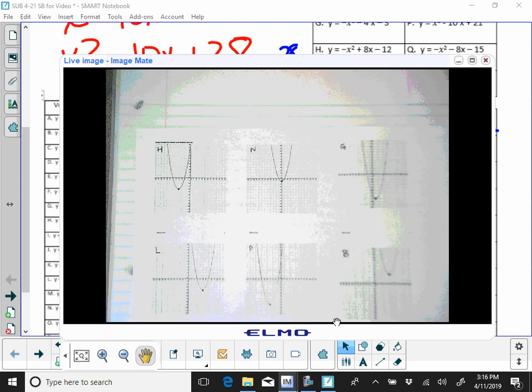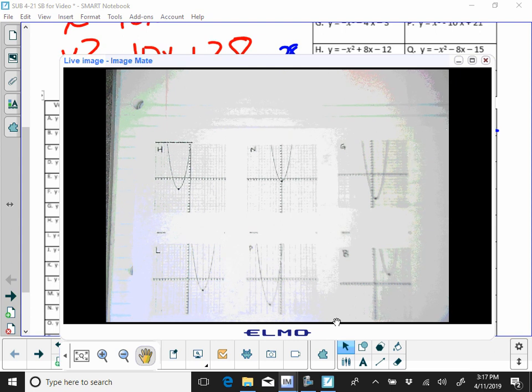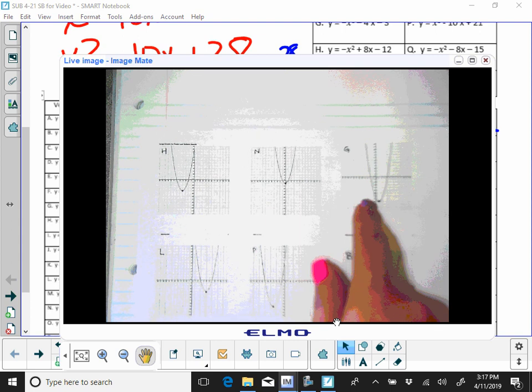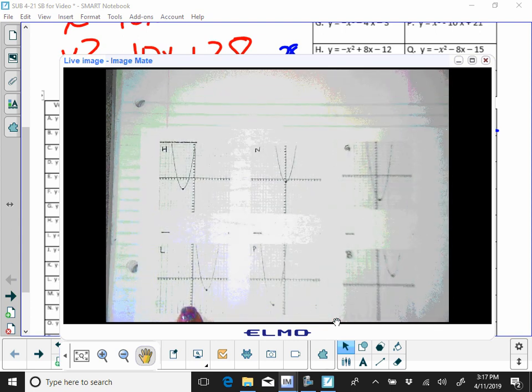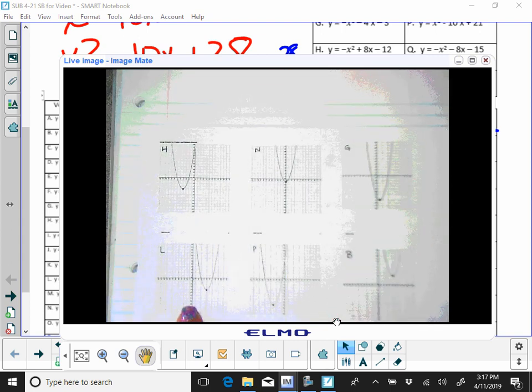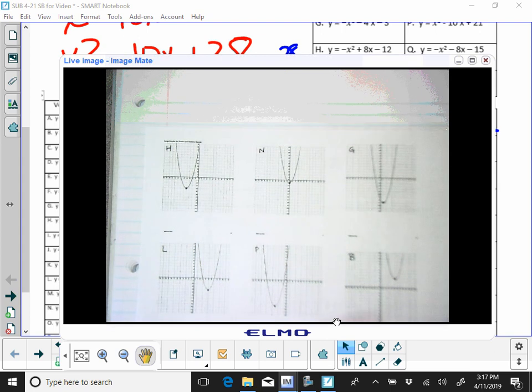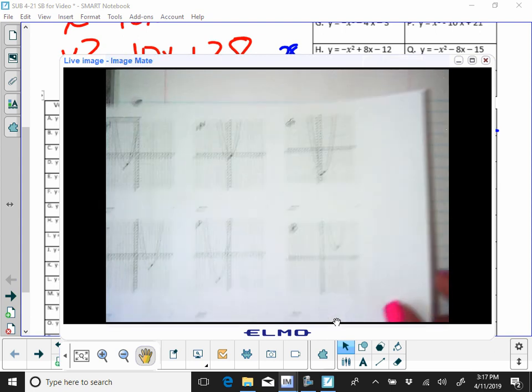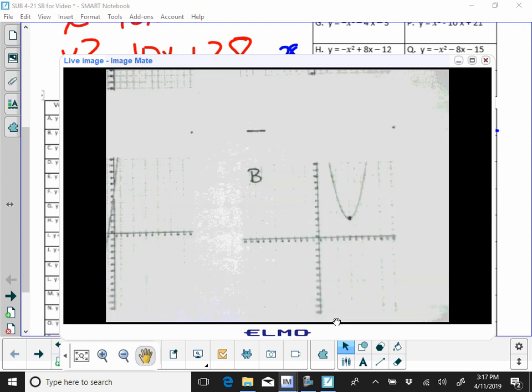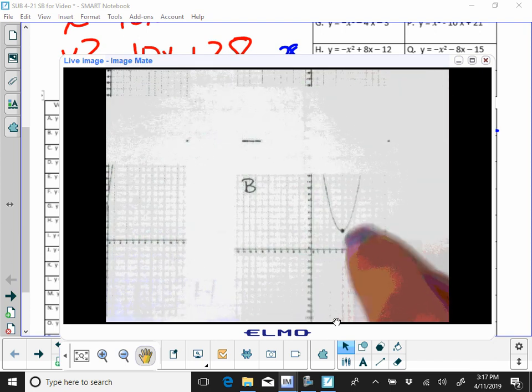But the way that you would want to do this is you would want to start first by doing the vertex. And then once you find the ordered pair of the vertex, which in our situation is going to be 5, negative 3. So the first thing I would do is I would look through all of these and see if I can find a graph that has, I'm sorry, 5, positive 3, that has a vertex of 5, positive 3. It's hard for me to even see these right now. Okay, so B is an option.